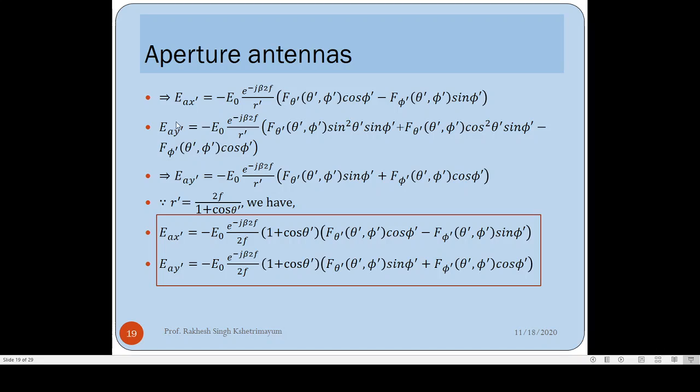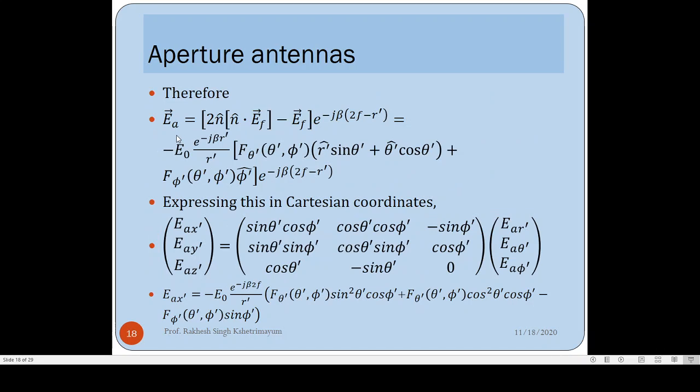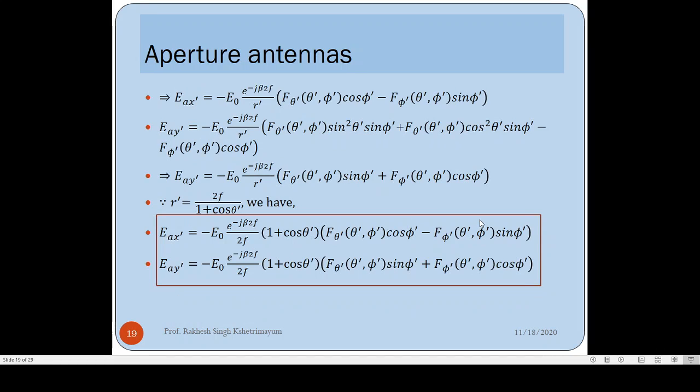Similarly, you can also find out Ea y dash. So Ea y dash will be multiplication of this row with this column. Simplify it. What you have is Ea y dash is minus E naught exponential minus j beta 2f divided by r dash, f theta dash sin phi dash plus f phi dash cos phi dash.